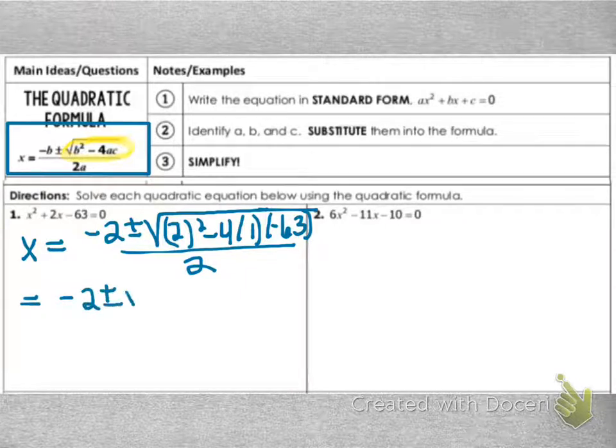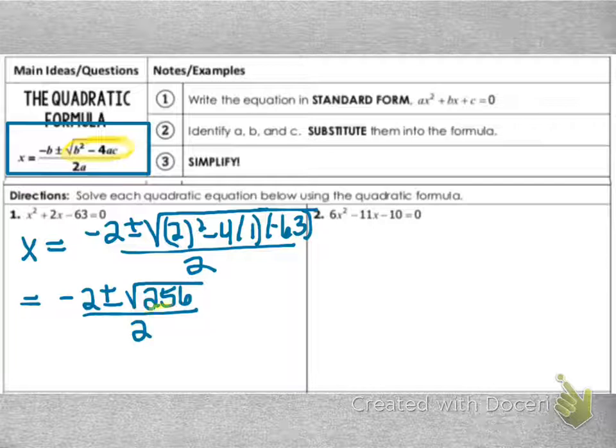Now we've got to figure out what the discriminant is. So 2 squared minus 4 times 1 times negative 63 turns out to be 256, all over 2. Well, just looking at the discriminant, that 256, remember that's a perfect square. So when that's a perfect square like that, that means we're going to get rational solutions. We're not even going to have a radical left in our answer.